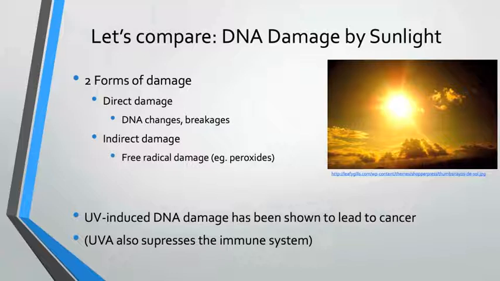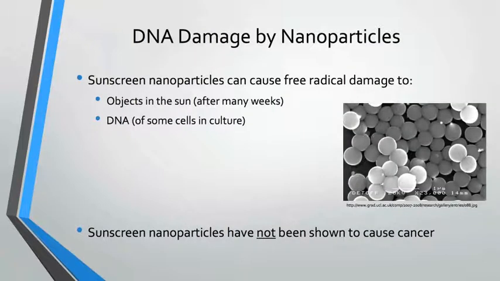And we know that UV-induced DNA damage has been shown to lead to cancer. Without a doubt, we know this. As an extra kicker, UVA has also got an effect where it suppresses the immune system. So you've got all this damage going on, and then your immune system gets suppressed. So that kind of stinks and is a very good reason why you should be wearing a sunscreen that blocks UVA.